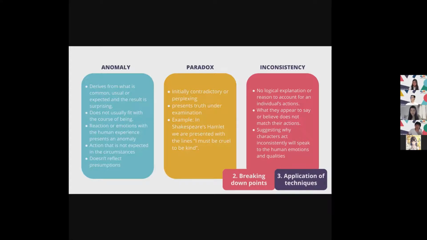Now, paradox, very important you don't mix this up with a juxtaposition or an oxymoron. A paradox is very generally defined. It's initially contradictory and or perplexing, but when you further examine it, it should present a truth. So Shakespeare's Hamlet has, "I must be cruel to be kind." Reading it, you might think it's strange that someone would need to be cruel to achieve kindness. Because yes, they are opposing ideas.